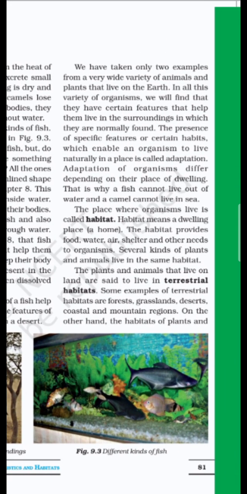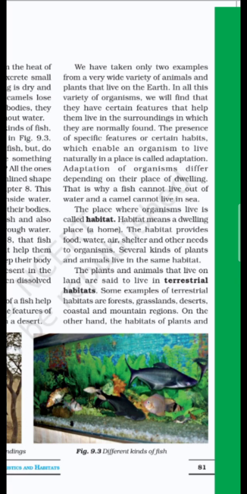We have taken only 2 examples from the very wide variety of animals and plants that live on the earth. In all this variety of organisms, we will find that they have certain features that help them live in the surroundings in which they are normally found. The presence of specific features or certain habits which enable an organism to live naturally in a place is called adaptation.